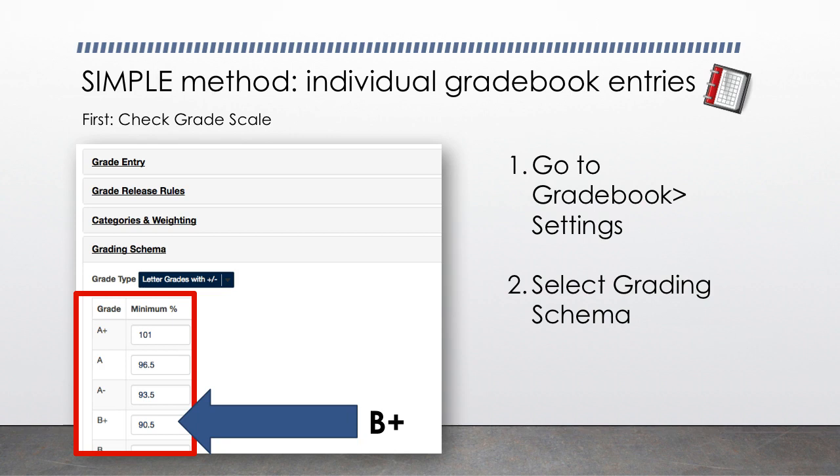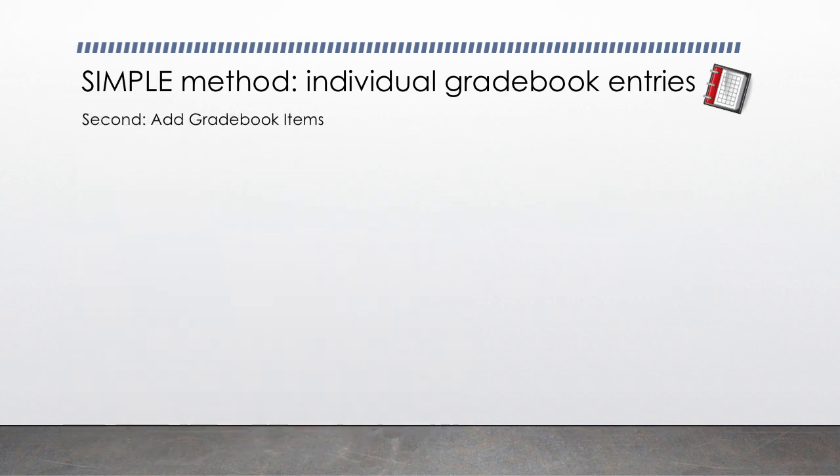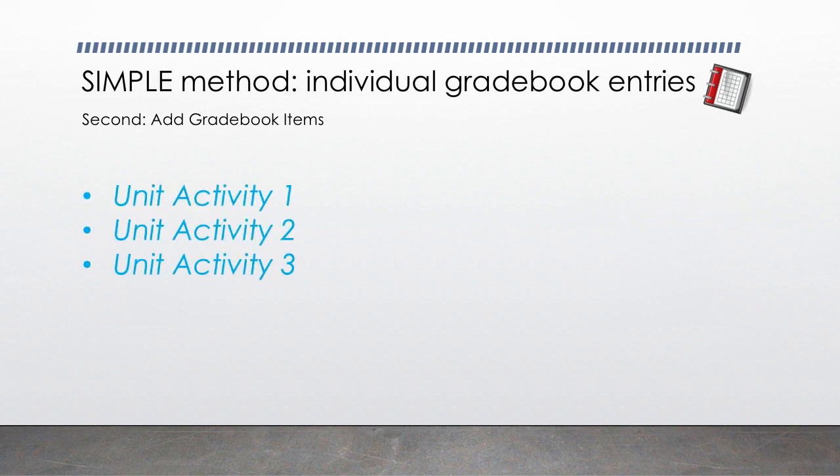Now that I've chosen my gradebook settings, it's time to go set up each of the individual items in the gradebook. I'm going to add the following items to the gradebook directly: Unit 1 activity, Unit 2 activity, and Unit 3 activity.